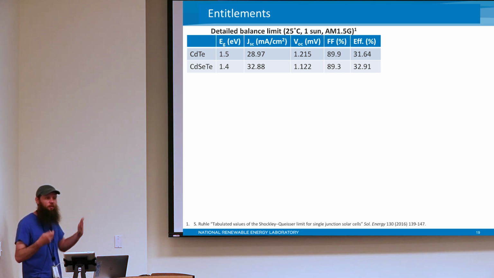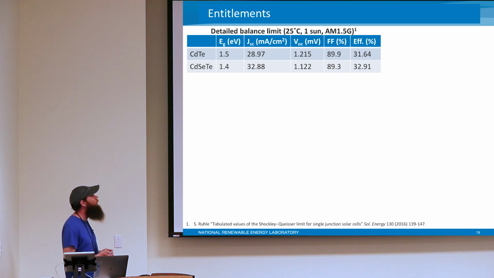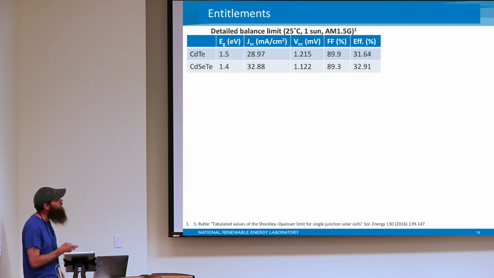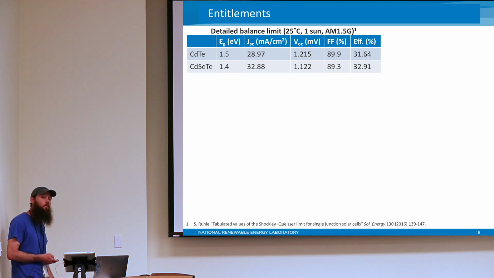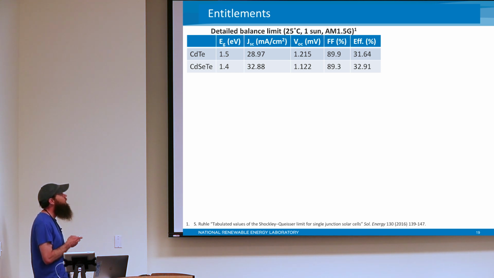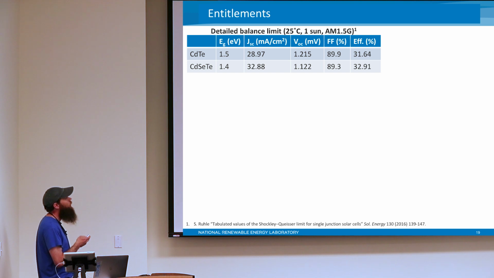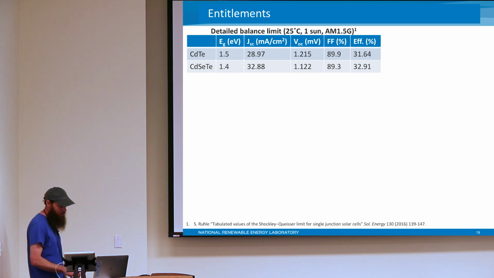So there's this detailed balance limit, oftentimes referred to as the Shockley-Queisser limit. For cadmium telluride, the band gap's about 1.5 eV. So we really should hypothetically be able to get over 31% efficiency. And I'm going to just mention briefly that what I'm calling CdSeTe could have a band gap, when you start alloying it, you can drop it to say 1.4 eV-ish. And if you were to do that, now you've improved your efficiency to 32.9.